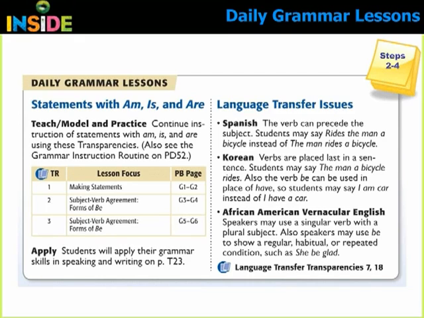The next part of the language and grammar routine is the daily grammar lessons. See this chart at the bottom of the teacher wrap? It lists the transparencies and practice book pages you will use to deliver each daily grammar lesson. Also notice that language transfer issues are identified at the point of use, referring you to a language transfer transparency if applicable.